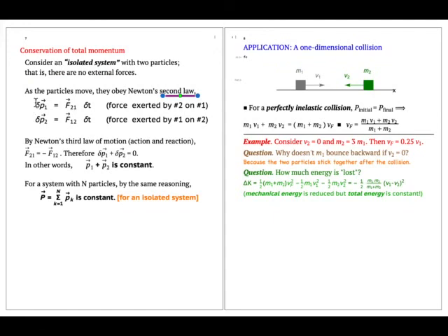Now, in the same way, for the other particle, particle 2, delta p is F acting on particle 2, delta t. So F sub 1,2 means the force exerted by particle 1 acting on particle 2. And that produces a change in the momentum of particle 2, which is equal to the force times the time interval.